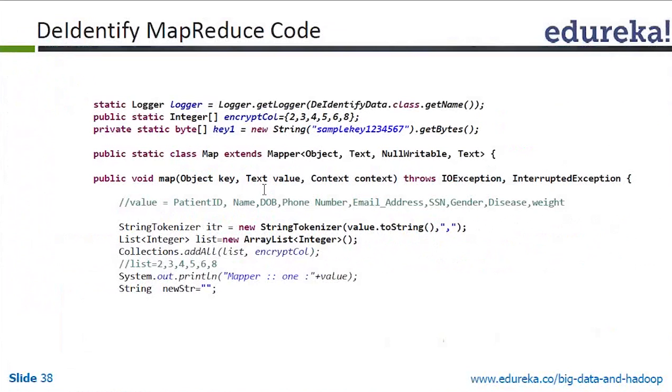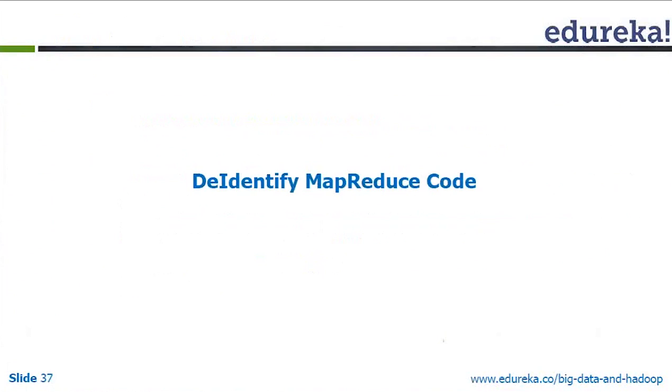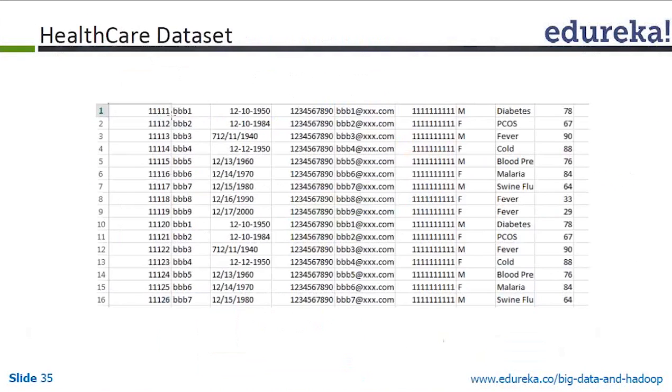Let me go back. So, in this de-identify code, what are we doing? We have some logging classes. Logger is basically, if you want to log something, you would need your logger. If you want to print your statements out to some file, that is why we will be using our logger. In the map class, we are picking up the whole record. So let's go back and see how many columns we had. We had in our data set 1, 2, 3, 4, 5, 6, 7, 8, 9, and 10 columns. I had 10 columns over here in my data set.